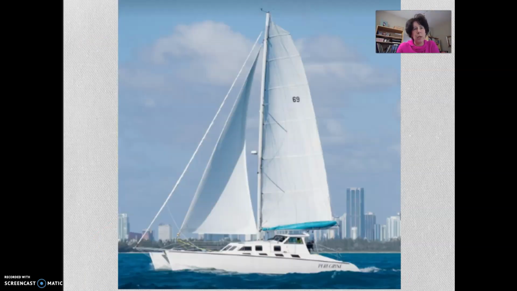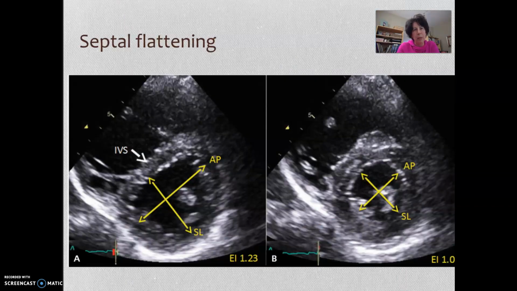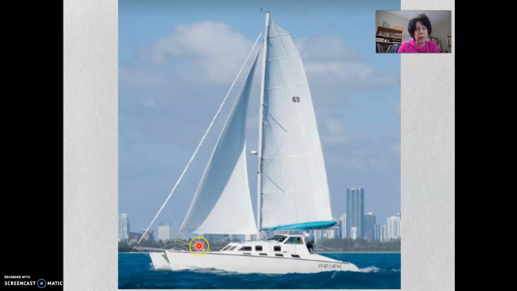Looking at size and shape again here. The RV needs to be this kind of shape, sort of a triangular shape. When you see an RV that starts looking like this, it's probably getting dilated, and that's not a good place for the RV to be. The other place that we look at the septum, in this previous view, would be in the apical 4, where you would want to see that kind of shape.